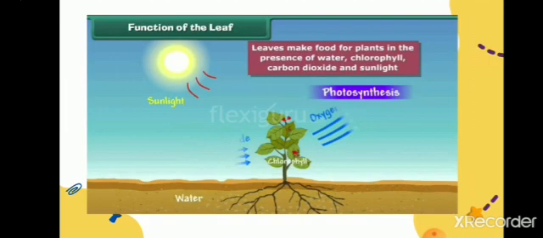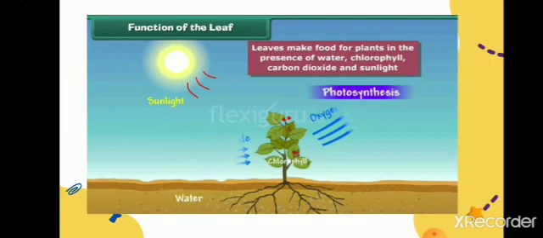How do they do it? They follow a process called photosynthesis, which involves sunlight. So it absorbs sunlight and makes food in the presence of water and chlorophyll. What is chlorophyll? Chlorophyll is the green pigment present in the leaves. You are seeing the leaves in green color. What is the green pigment called? Chlorophyll. So leaves make their food in the presence of water, air and sunlight.